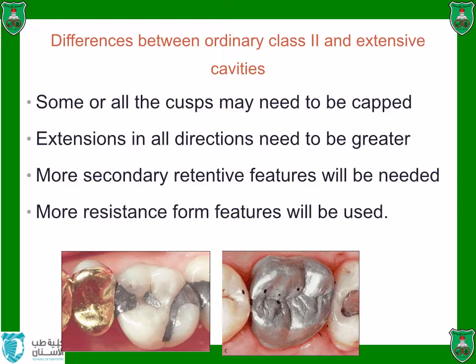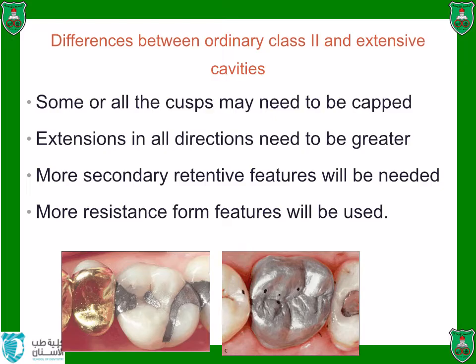Now, if we compare an ordinary class 2 and an extensive cavity, as you see in these two pictures, those two molars have been restored with amalgam. In the photo on the left side, you can see a simple class 2 that was restored with a normal cavity preparation, like what we learned in previous lectures. However, in the photo on the right side, you can see that most of the tooth and all the cusps have been restored with amalgam, and the extension in all directions was greater.